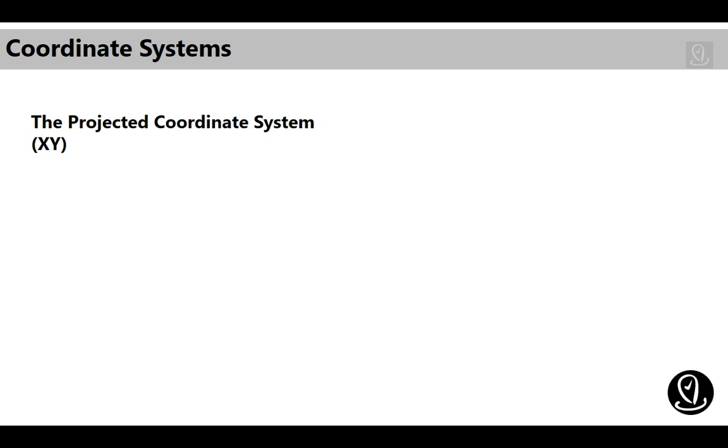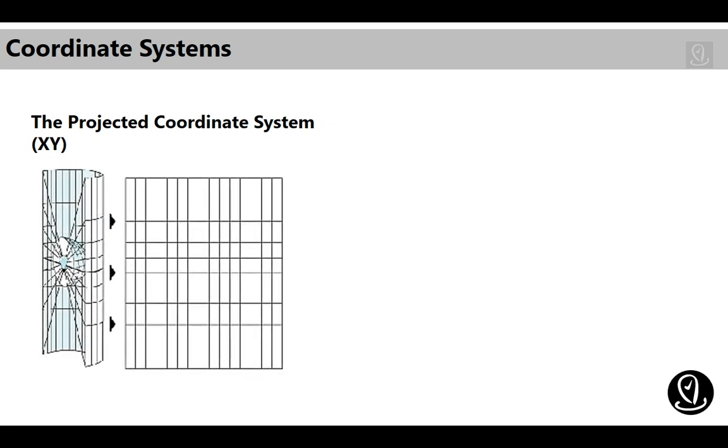The projected coordinate system or the XY system is used to project the curved surface of the Earth onto the planar surface. Many of the maps that are made work with projected coordinate systems as they help to accurately position the curved surface of the Earth onto flat surfaces.